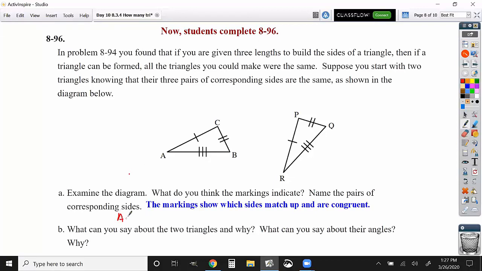So I could say AC, and then put this little segment over the top to tell me I'm talking about a side, is congruent to, looks like RP. And CB is congruent, CB, that one matches this one, matches PQ. And AB is congruent to RQ. So this side matches this side. What can you say about the two triangles and why? And what can you say about their angles and why?